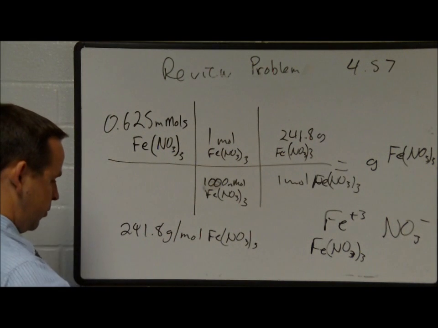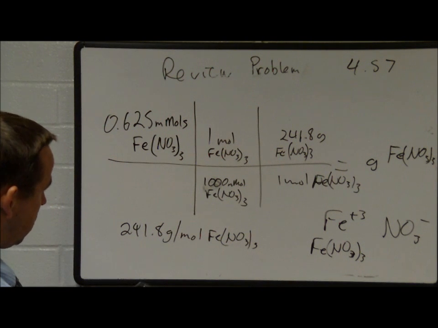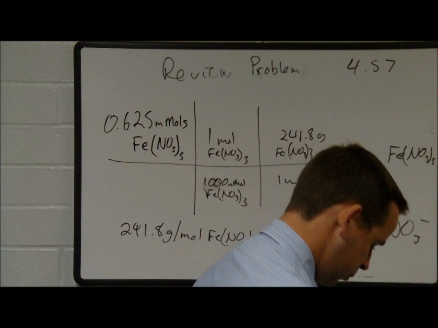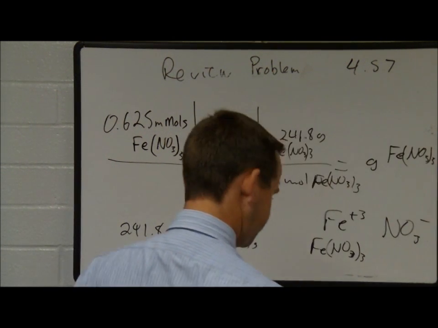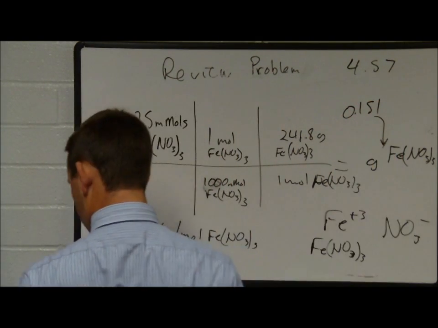So 0.625 divided by 1,000 times 241.8. So I'm getting 0.151. 457B, 0.151. Good. Got it. Grams of iron nitrate.